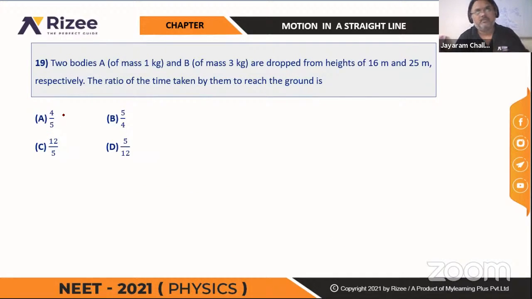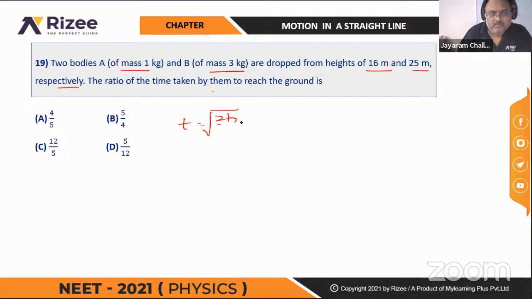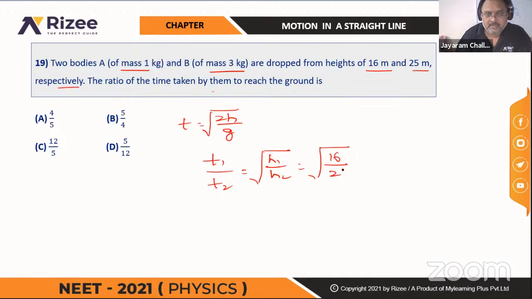Next one, two bodies, A and B, of mass 1 kg and 3 kg, dropping from a height of 16 meters and 25 meters respectively. The ratio of the time taken to reach the ground. Time taken does not depend upon the mass. It is root over 2h by g formula. From this, for time taken t1 by t2, 2 and g are constant. The leftover term is only h1 by h2. That comes out to be 16 by 25, in the sense 4 by 5. This should be the ratio.